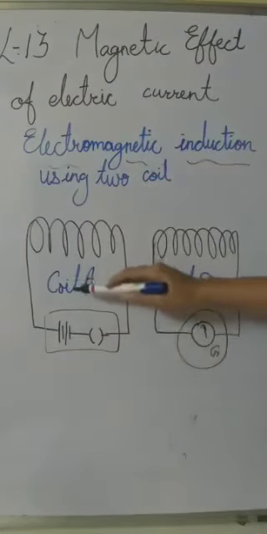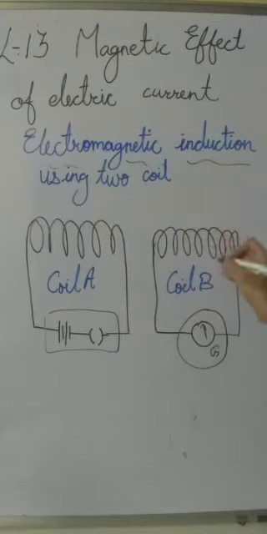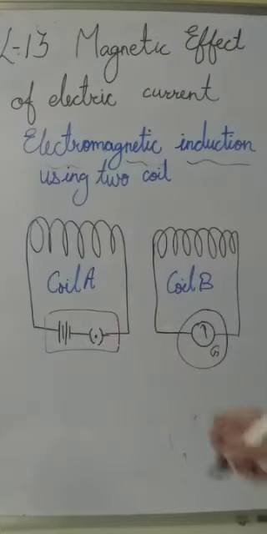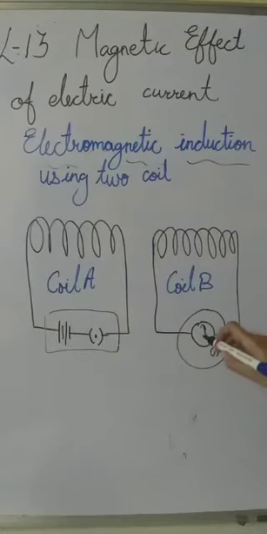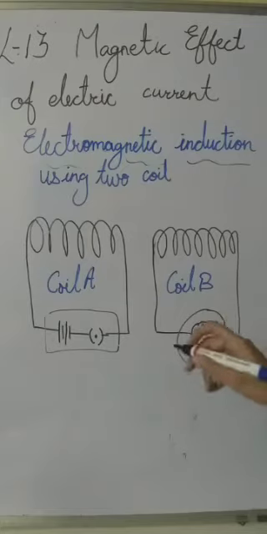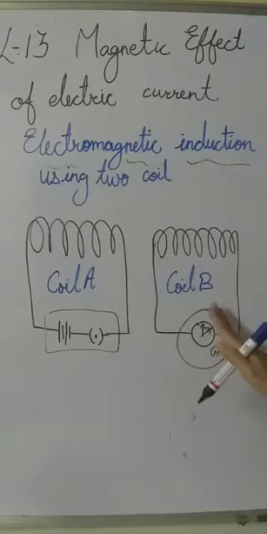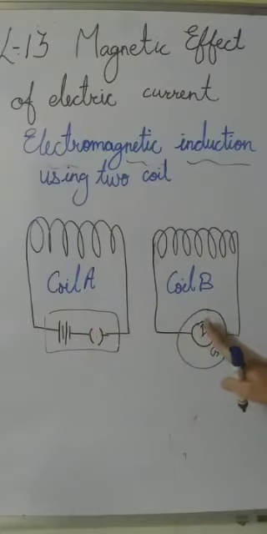That is, when the current flows in coil A, does it produce current in coil B? So when I switch coil A on, current starts flowing through coil A, and as soon as I switch it on, there is some deflection in the galvanometer. And again it comes back to its normal position. That deflection is only for a second when I switch it on. After that it comes back to 0. When I switch it off, the galvanometer deflects on the other side and again comes back to 0.